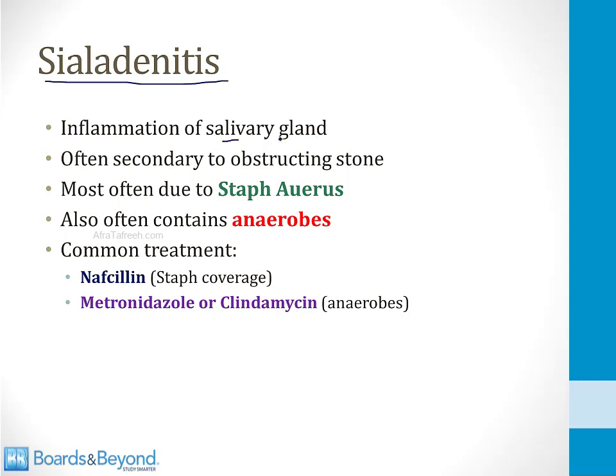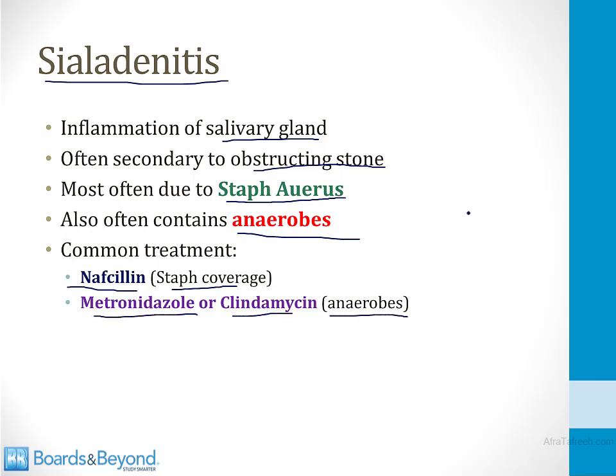Sialadenitis is inflammation of a salivary gland, and this is usually due to bacterial infection on top of an obstructing stone. Most commonly this is secondary to Staph aureus, although these types of infections often also contain anaerobes. Usually they're treated with double coverage, something like nafcillin to cover the staph, and something like metronidazole or clindamycin to cover the anaerobes.